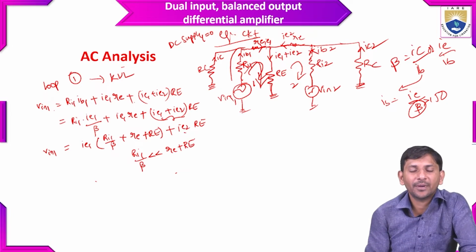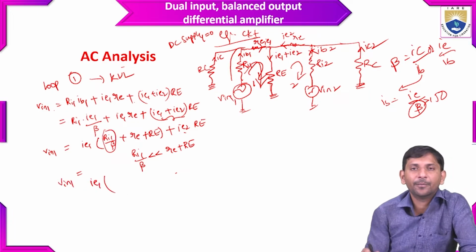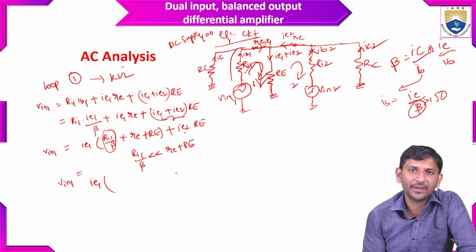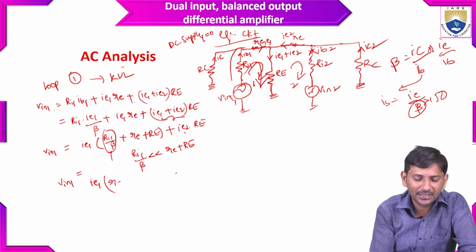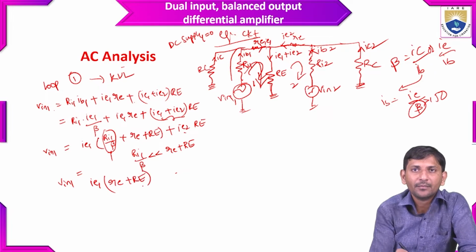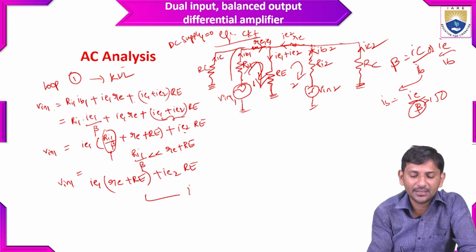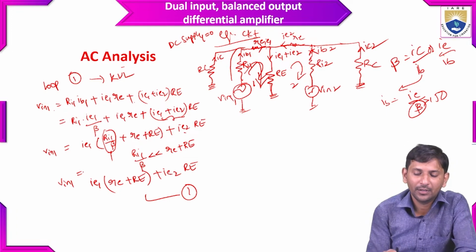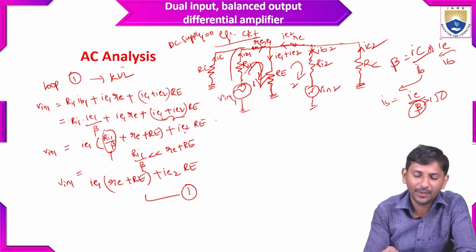So based on this, I am going to simplify. Vin1 becomes IE1 into, and this term will be neglected. When beta is large compared to Ri1, the ratio becomes very small, and the smaller value is neglected. So by that we can represent it as (Re plus capital Re) plus IE2 into capital Re. So let us consider this as the expression for Vin1, from the loop 1 analysis by applying KVL.